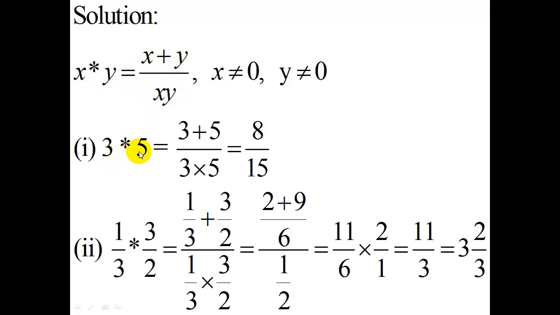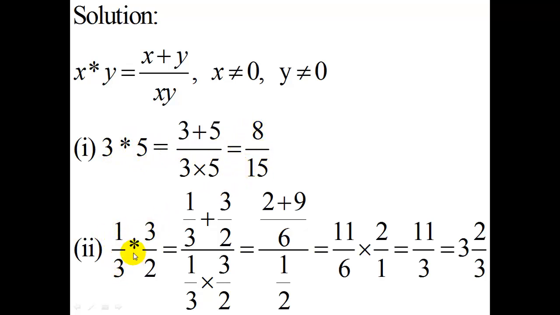Now 3 operated on 5 according to the rule will be 3 plus 5 divided by 3 times 5. And 3 plus 5 equals 8, and 3 times 5 equals 15. That means that 3 operated on 5 is equal to 8 over 15.